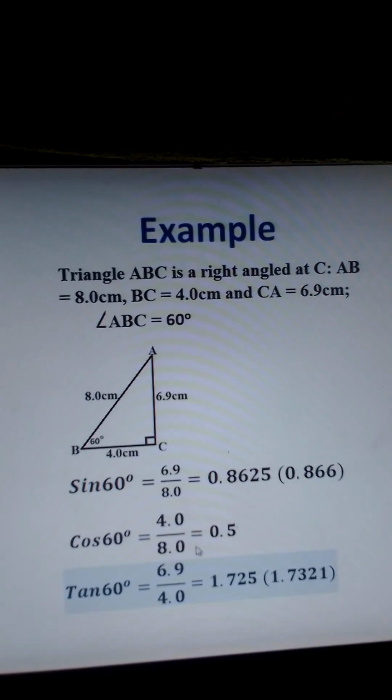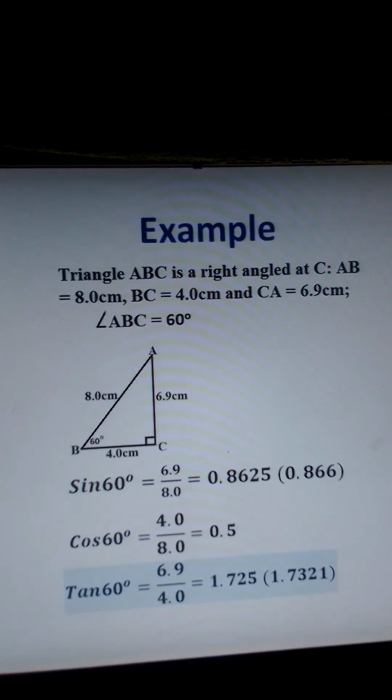Let us look at an example to be able to use the knowledge we have learned. We have triangle ABC, which is right angled at C, and in this triangle, AB is equal to 8 centimeters, BC is equal to 4 centimeters, CA is equal to 6.9 centimeters. The angle we are looking at is angle B, which is 60 degrees.